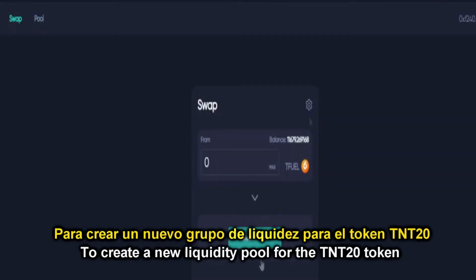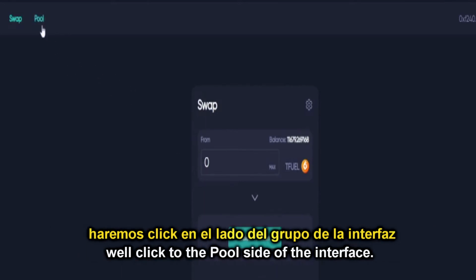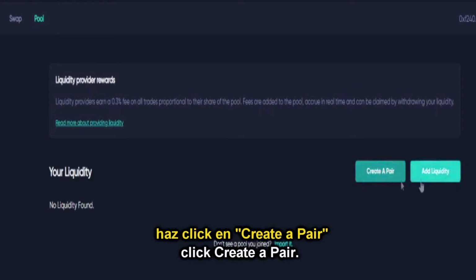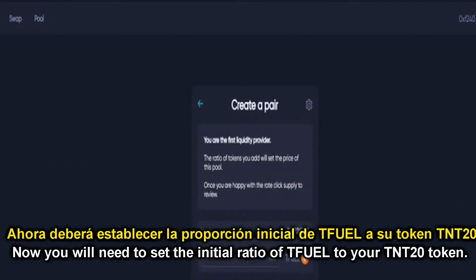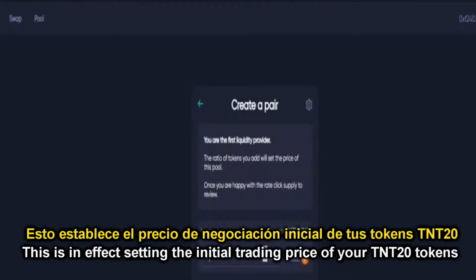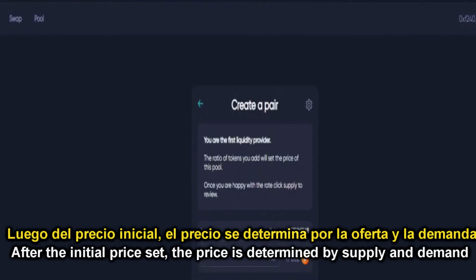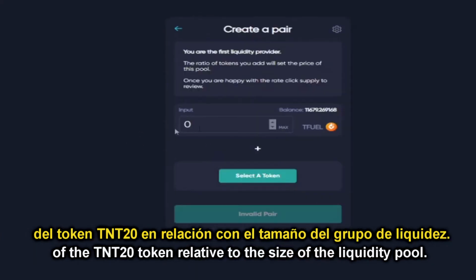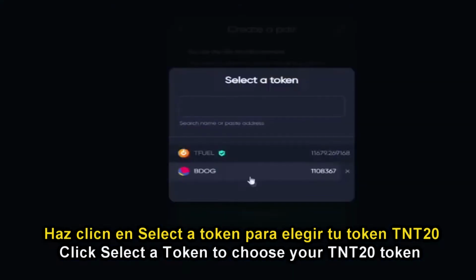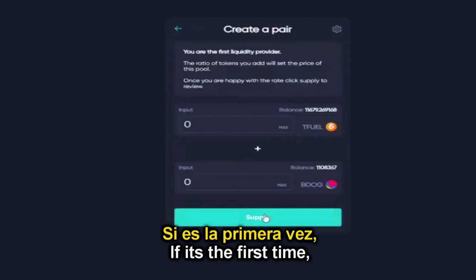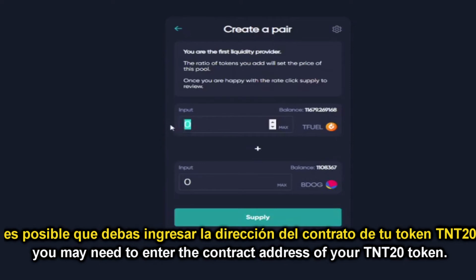To create a new liquidity pool for a TNT20 token, we'll click to the Pool side of the interface. If you are creating the first liquidity pool for a new TNT20 token, click Create a Pair. Now you will need to set the initial ratio of TFuel to your TNT20 token. This is in effect setting the initial trading price of your TNT20 token for anyone that trades on ThetaSwap. After the initial price is set, the price is determined by supply and demand of the TNT20 token relative to the size of the liquidity pool. Click Select a token to choose a TNT20 token as the new asset to create a pair for. If it's the first time, you may need to enter the contract address of your TNT20 token.